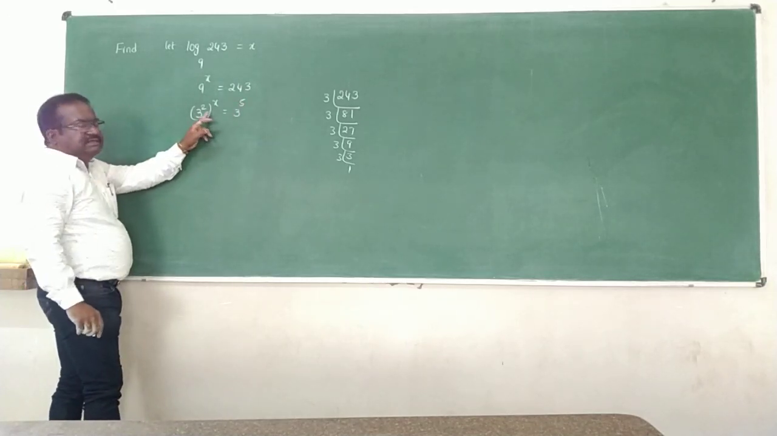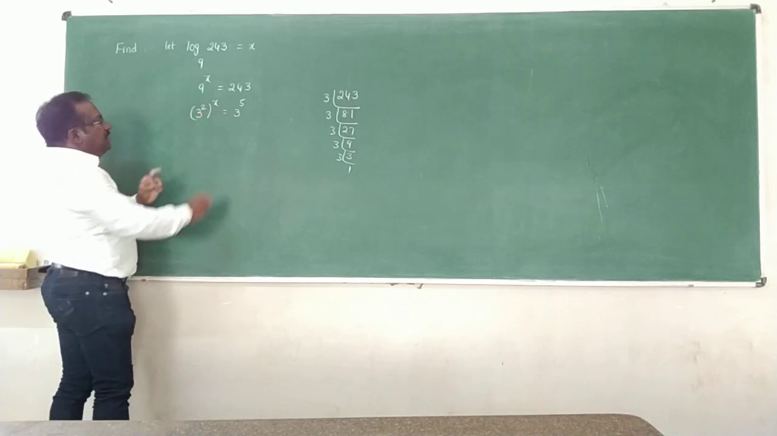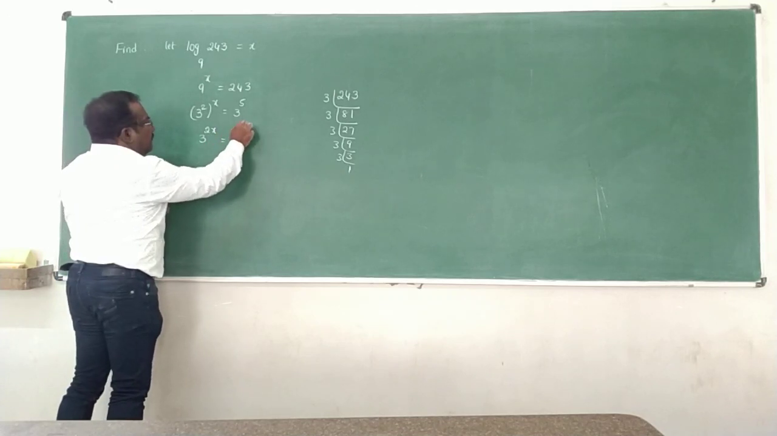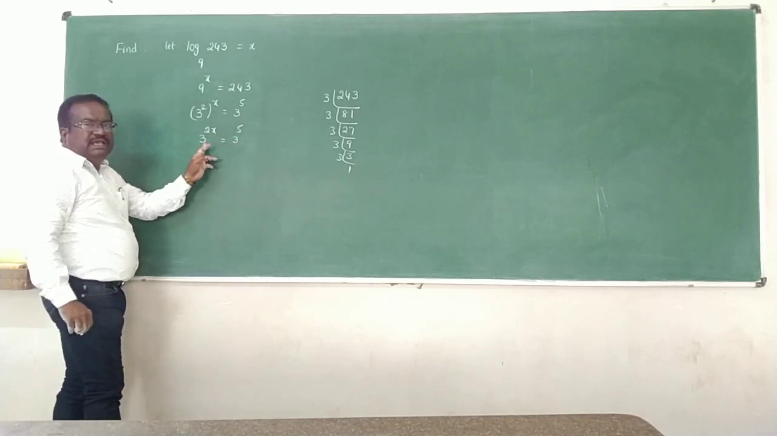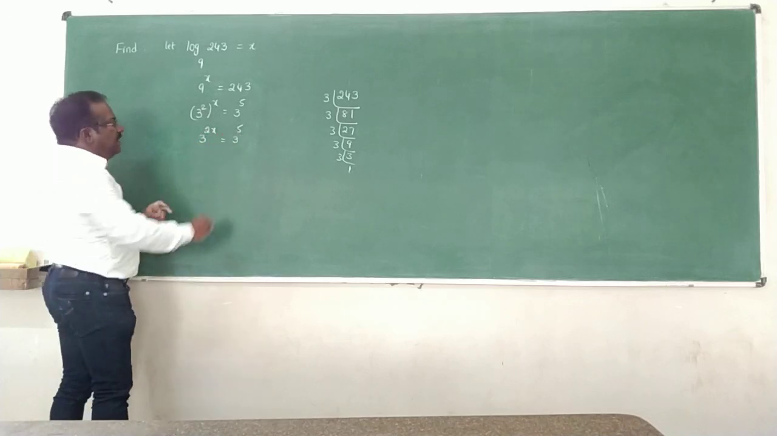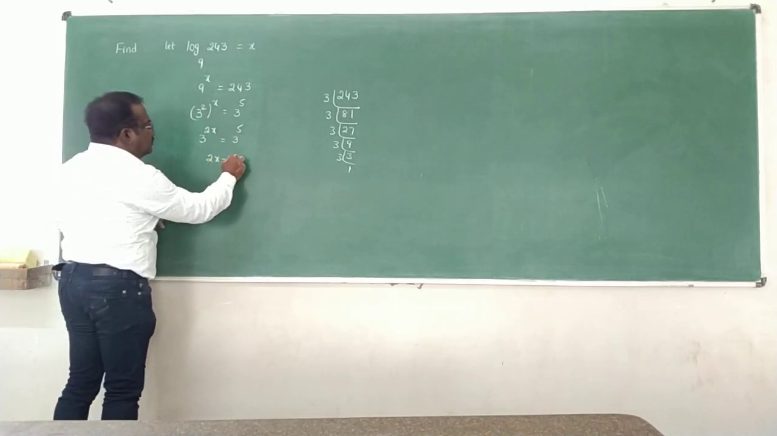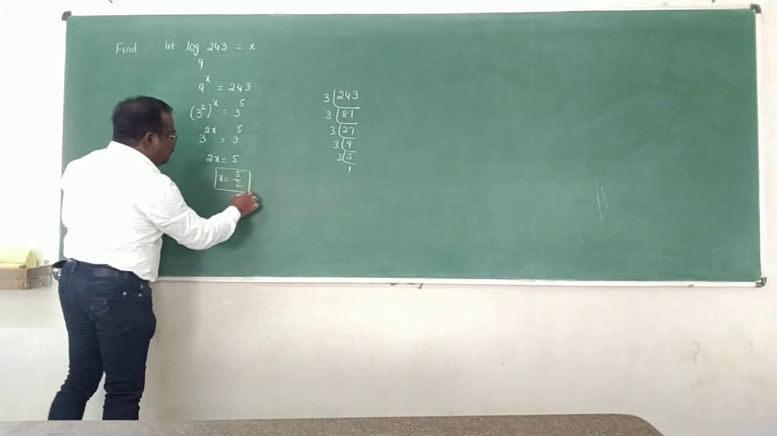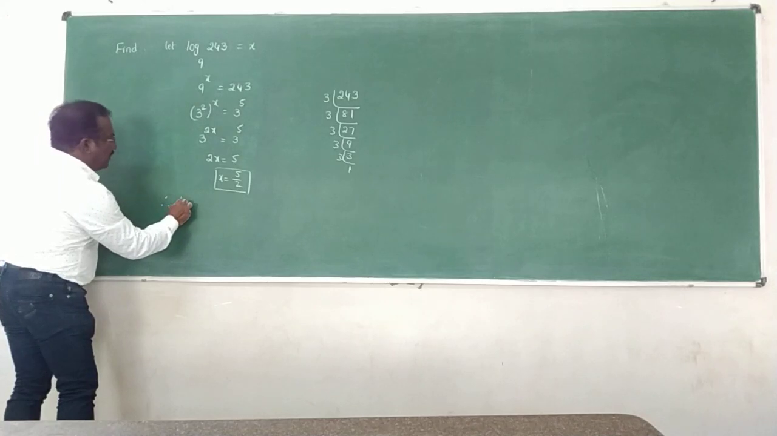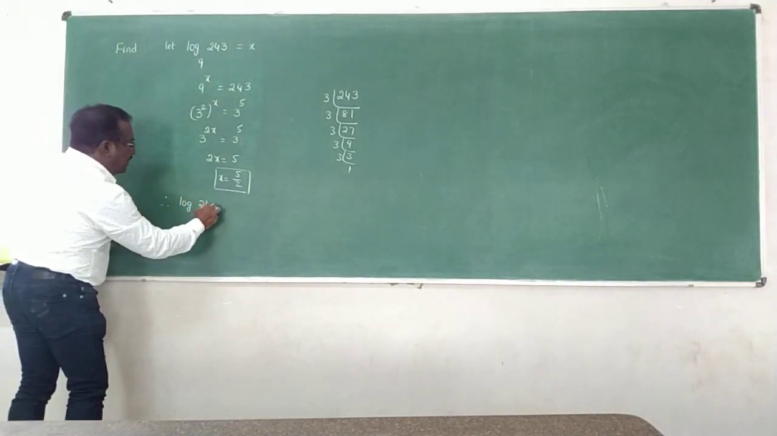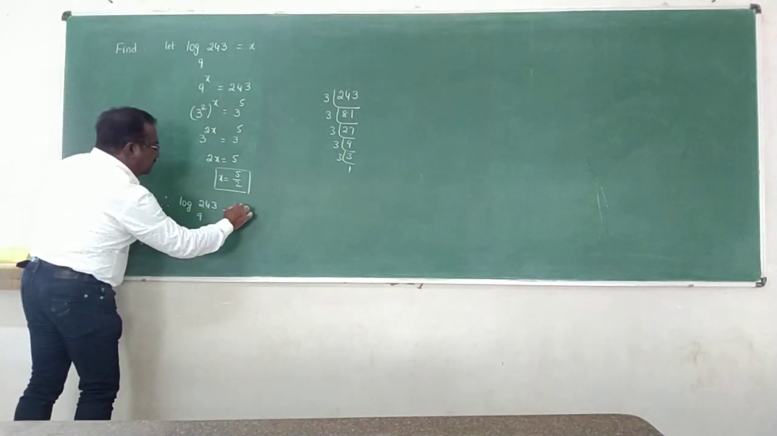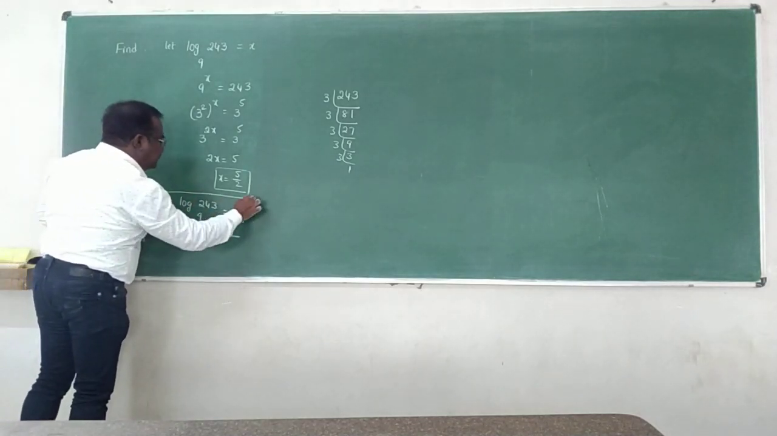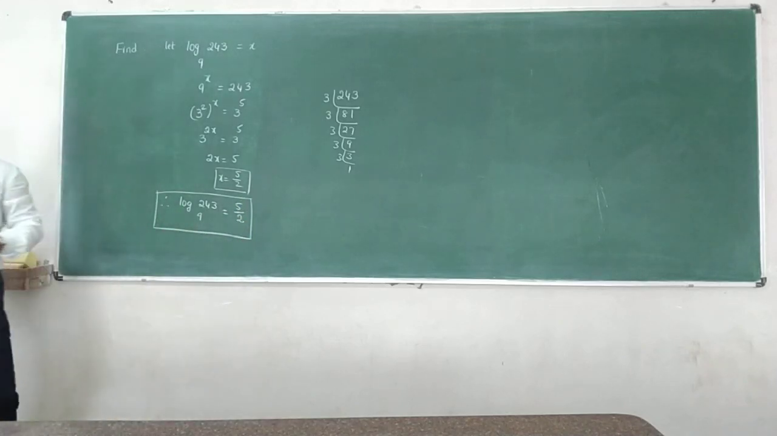Now using the law of indices, a power m whole power n is a power mn, we get 3 power 2x is equal to 3 power 5. Both sides bases are equal. Can we make the exponents equal? Yes. 2x is equal to 5, x is equal to 5 by 2. Therefore, log 243 base 9 is equal to 5 by 2, children. This is the answer. Note down, children, this problem.